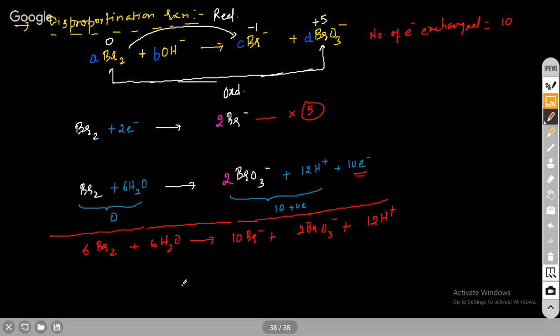So n factor for Br2 will be what? The number of electrons exchanged per molecule. That will be 5 by 3. Understood? Balanced reaction is this, and the electrons exchanged divided by the number of molecules gives you the n factor for this molecule. Okay?